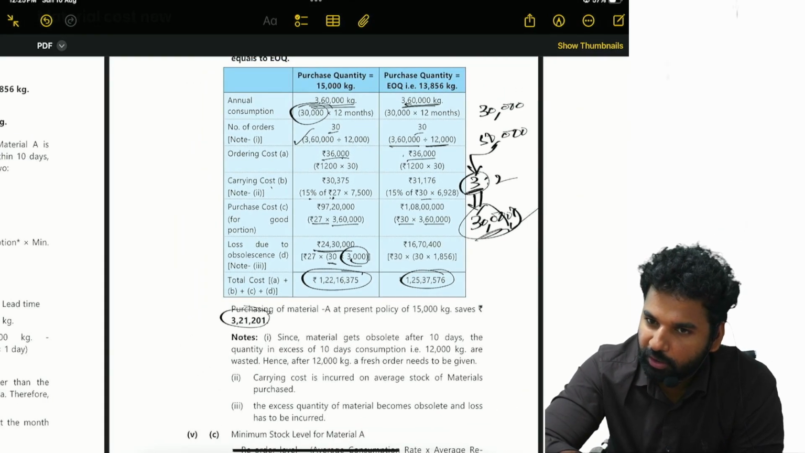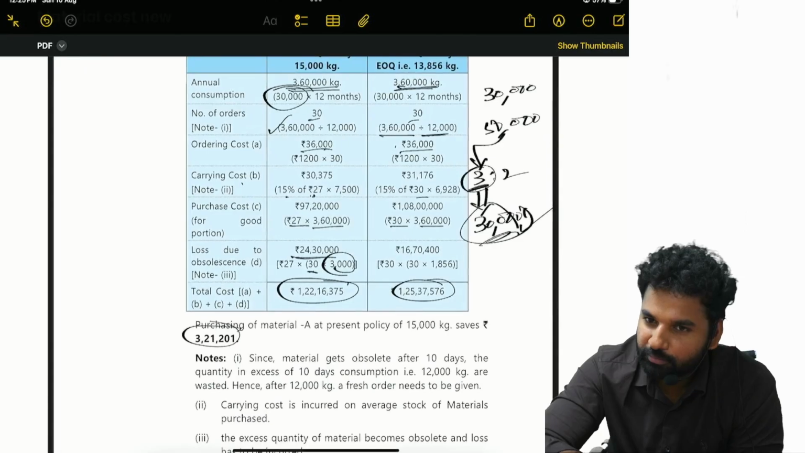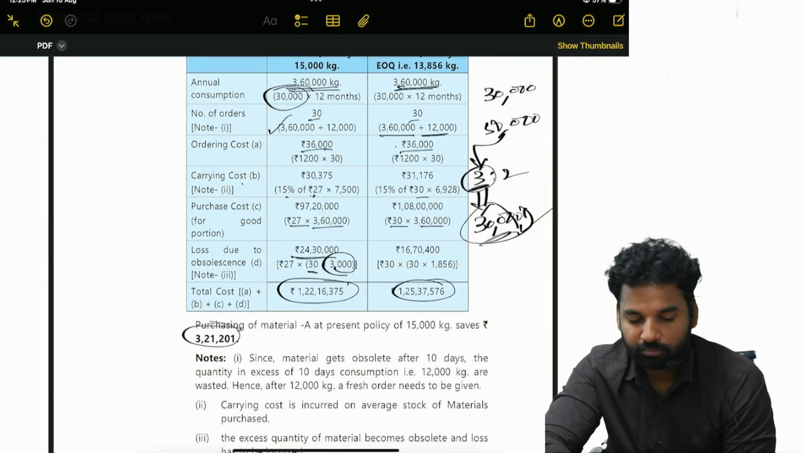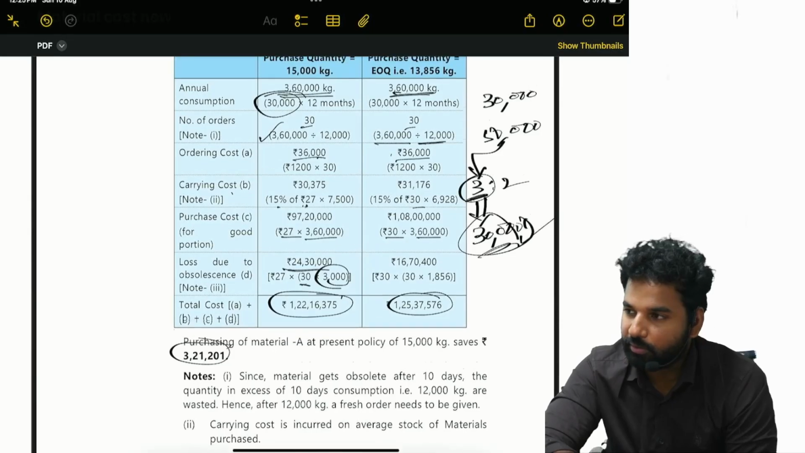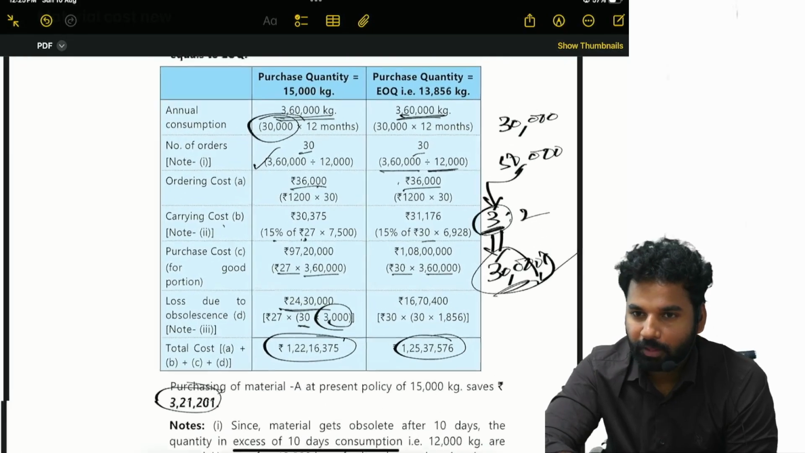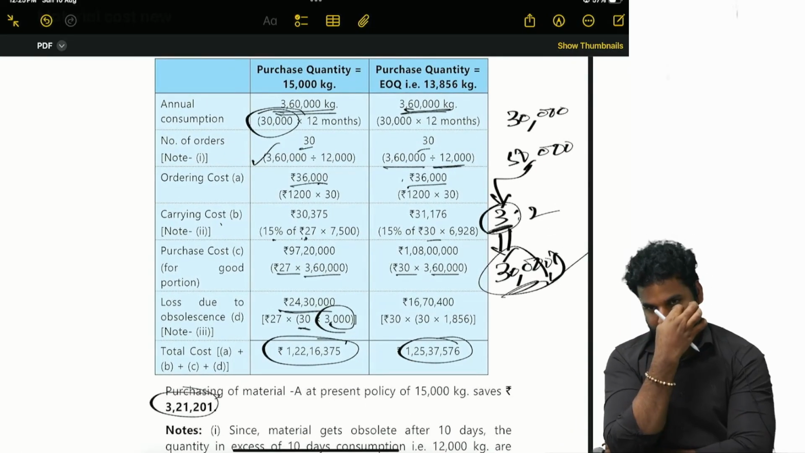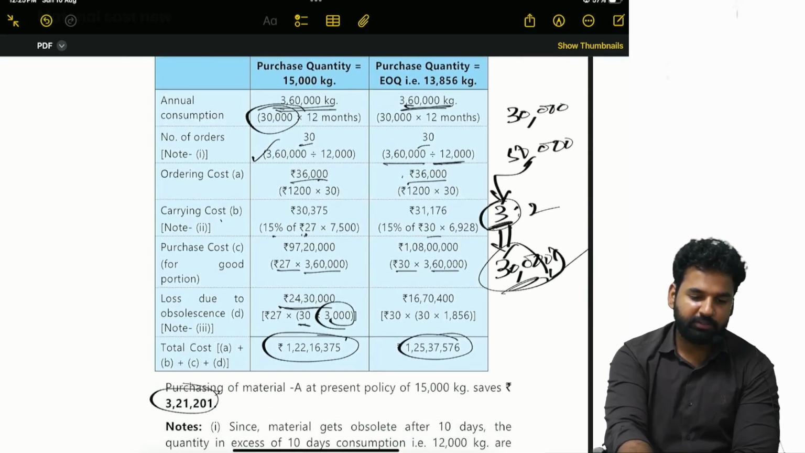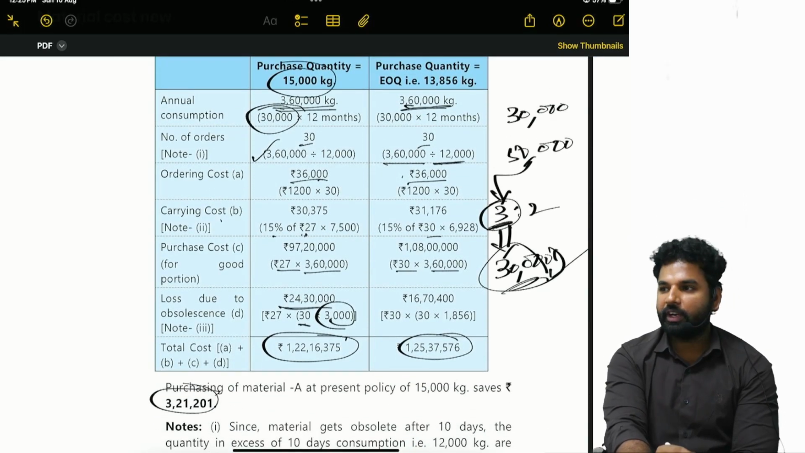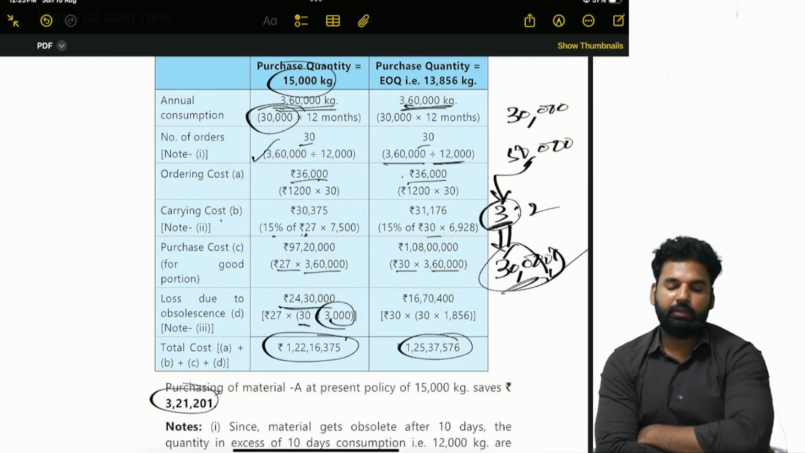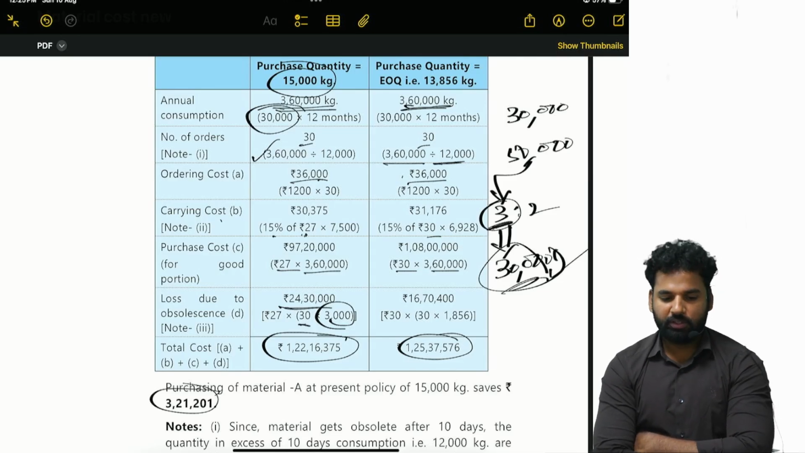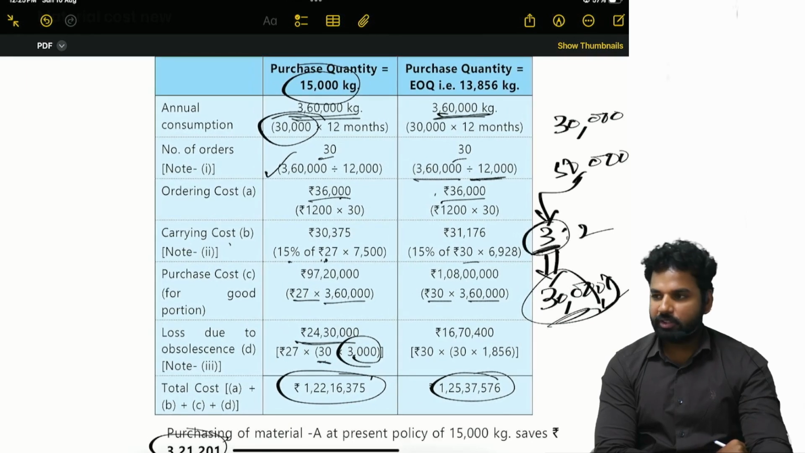Loss of profit. You are not following here. Loss of profit. See, currently they are going with 15,000 kg. If you are adopting EOQ, what will happen? They will incur a loss of 3 lakh 21,000. You understand all the elements of this.